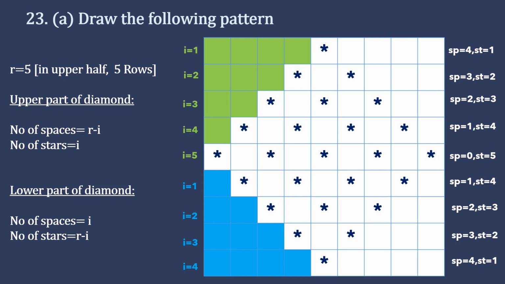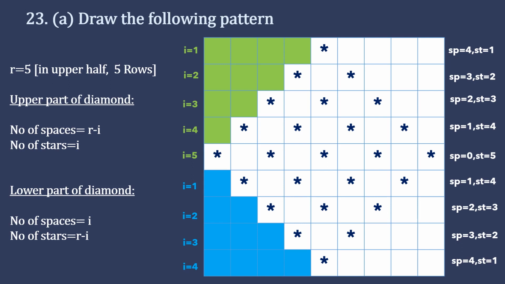So 4 spaces and 1 star. In the second row, you can see there are 3 spaces and 2 stars like this, and the number of stars is equal to I. So whichever is the row number, that many stars are there in that particular row. So this is in the upper half portion.